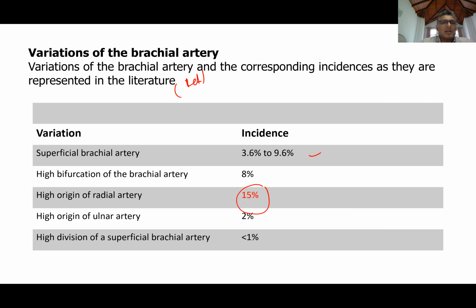Then high origin of ulnar artery. There, the ulnar artery takes origin early. Then the brachial artery comes down and divides into common interosseous and radial arteries. Okay, so that is less common. Then high division of the superficial brachial artery. So you can have a brachial artery very superficial, and then that can divide into radial and ulnar arteries at a higher level, which is the least common one. So if someone asks the commonest form of variation in the brachial artery, it is the high origin of the radial artery.